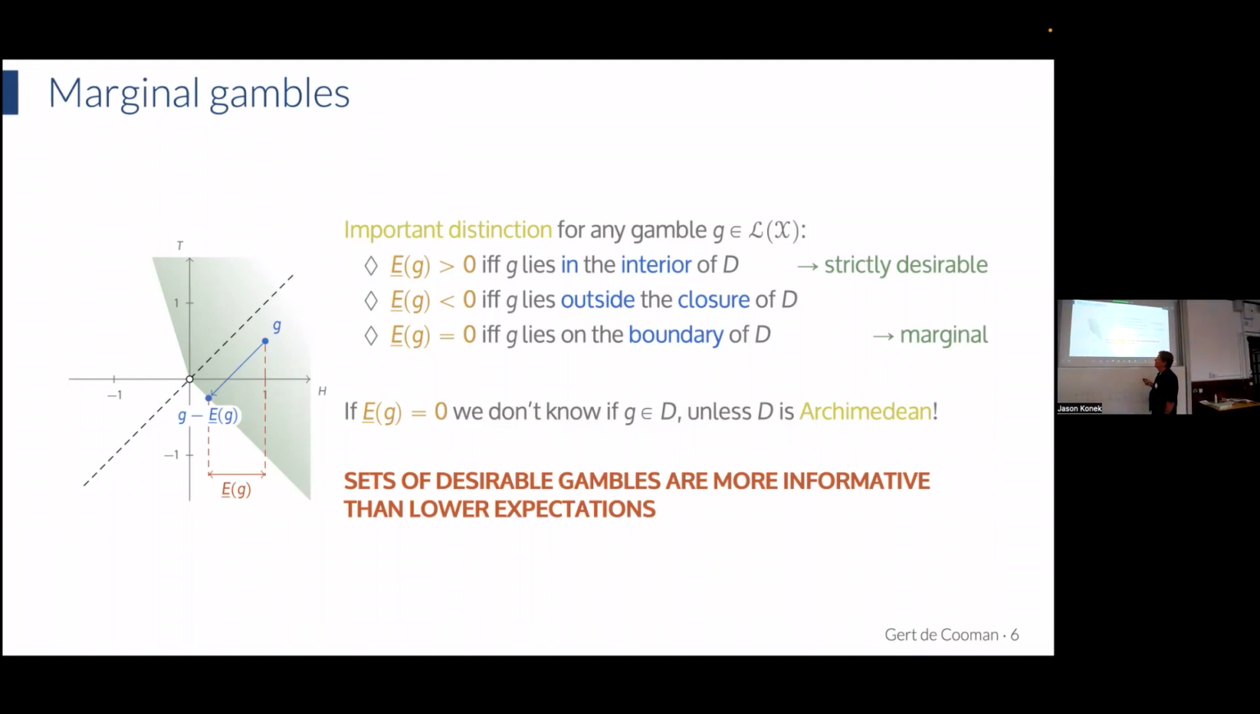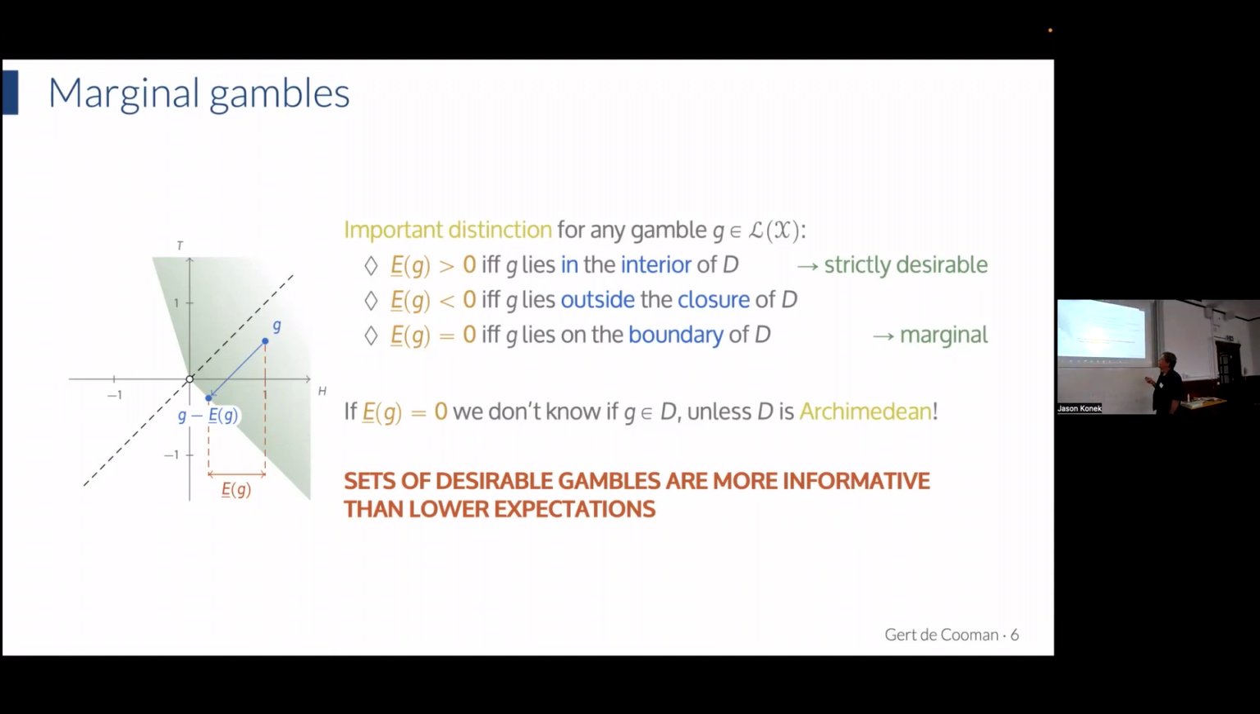So all the gambles on the border are characterized by the fact that their lower expectation is 0. But remember from what I said in the previous lecture, whether the border is included or not depends. Sometimes the border can be in there, sometimes it can't. This means that by looking at the lower expectation only, I can't know whether the gamble is inside or not, because it may be inside or it may be outside, depending on whether the border is included or not.